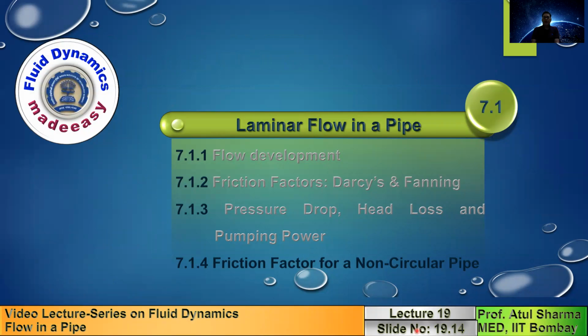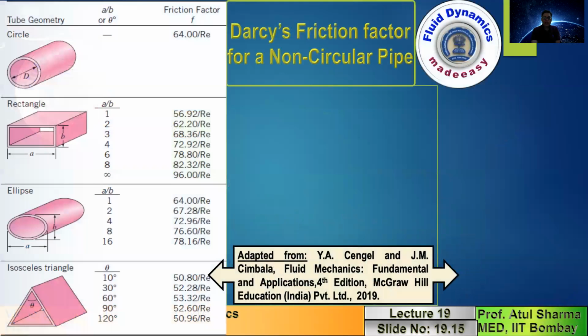Till now I have presented flow in a circular pipe, but as engineers we encounter internal flow situations where the cross section is non-circular. So here I am showing you the friction factor for non-circular pipes. I am not showing you the derivation. I will show you the final expressions that have been proposed in the literature, which are given in the textbook on fluid mechanics by Cengel and Cimbala. For a pipe of circular cross section, I have shown you the derivation: 64 by Re.